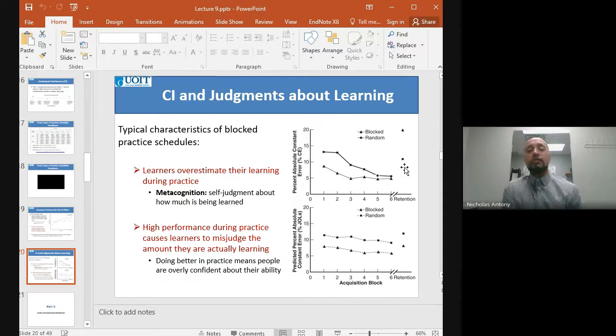Question then, so Samantha, Casey, or whoever, why would block practice schedules lead to poorer learning? What are some of the ideas that you have? I think we've said all of them, I think. Yeah, boredom, right? They're not cognitively evaluating what they're doing.